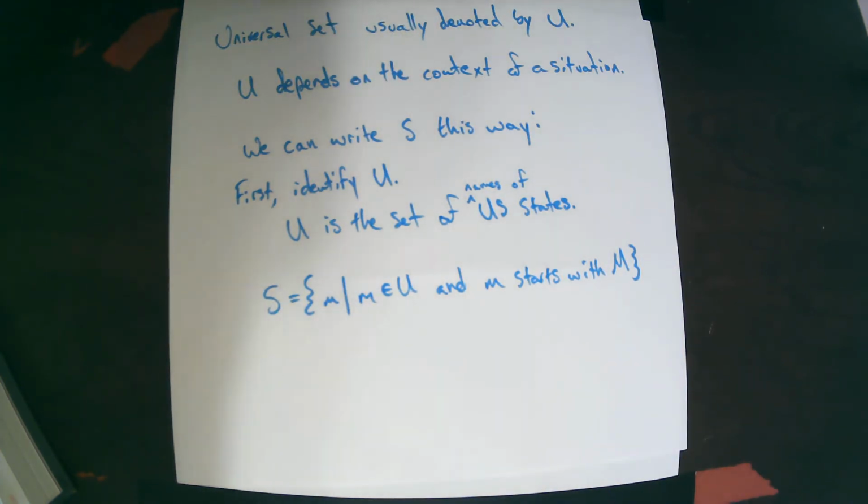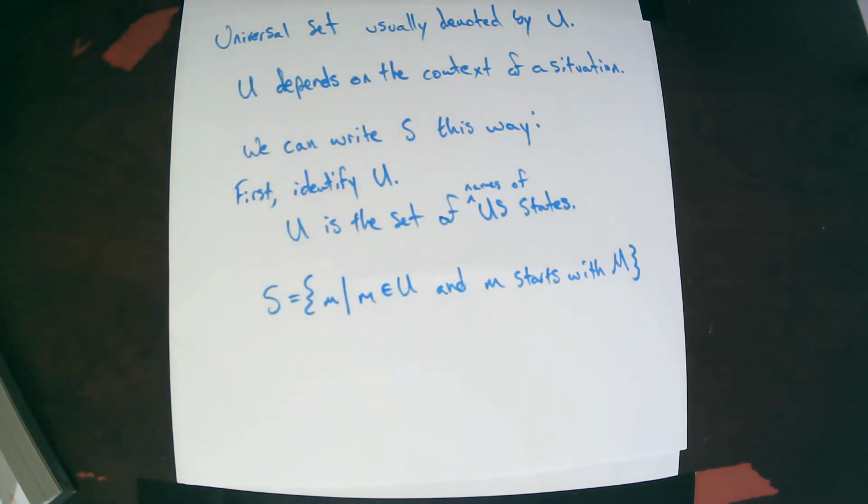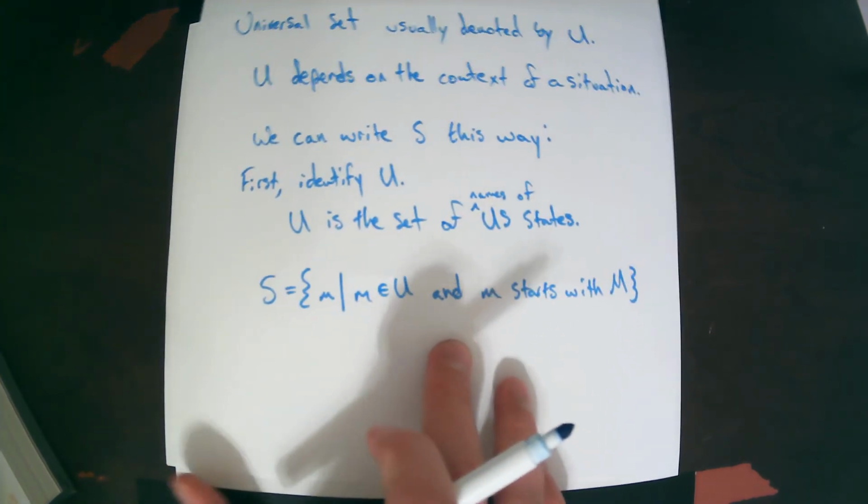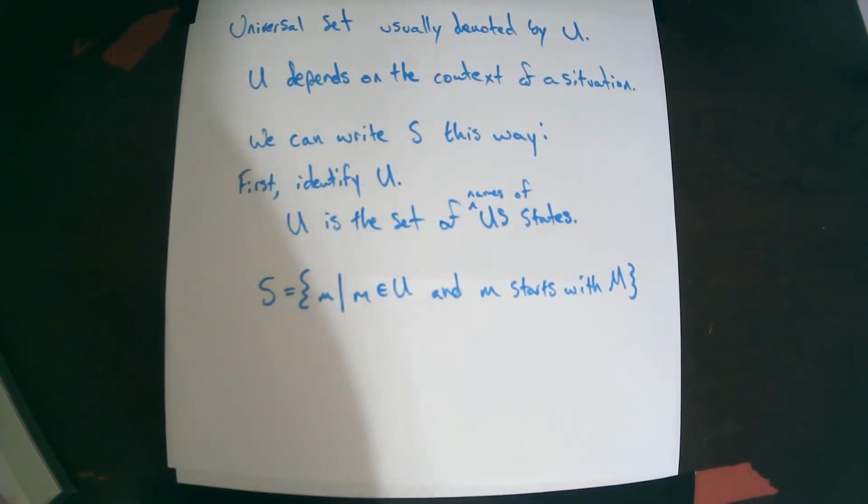Sometimes a universal set will just be a small set of numbers, like 1 through 10 or something like that. U is just whatever it is defined as. It can be anything. It's universal.